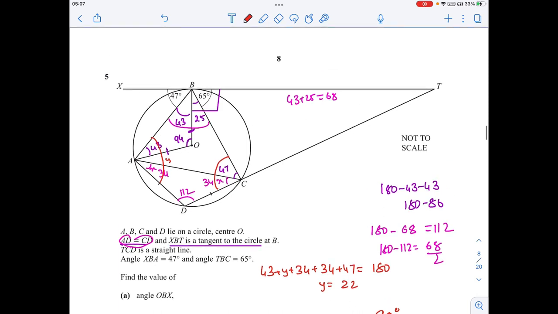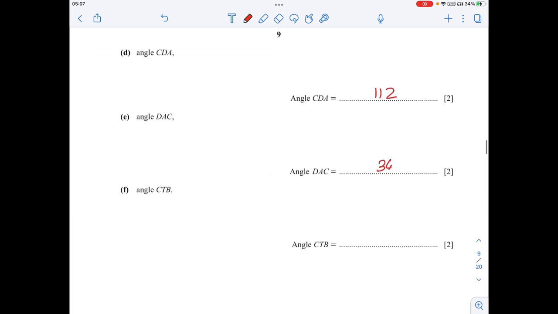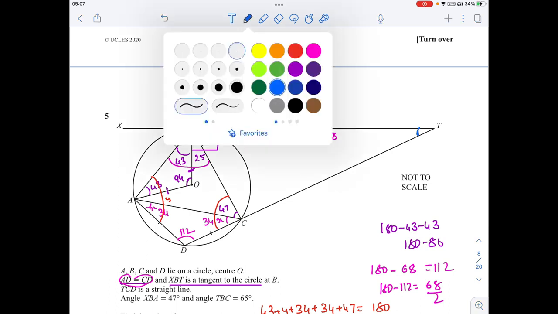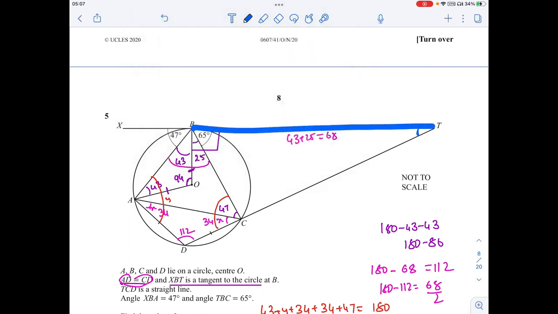CTB. CTB we have not found out as of now. So that is the only last angle which we haven't found out. CTB, 2 marks. So where is that CTB? Let's mark that CTB over here. This particular angle he is asking us to find out. So do we know any way to do it? We take this triangle over here. The sum of angles in a triangle is 180 degrees.